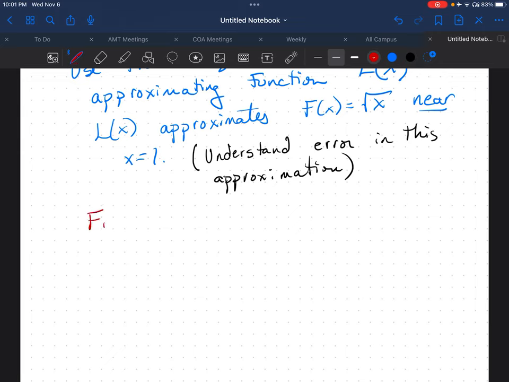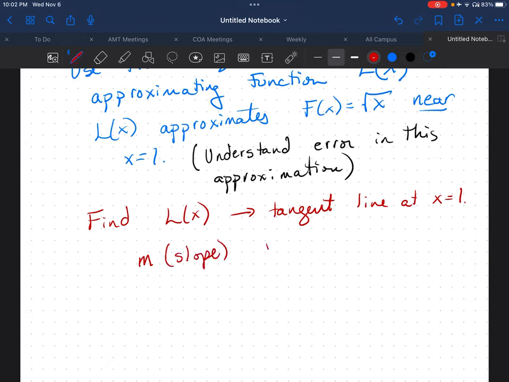So let's try to find L of x, which is just the tangent line at x equal to 1. To find any line, I need a slope and a point. Like all this graphing work we've done, to get a point, I have x equal to 1. To find the y value, I'll just plug it into the original function. This is the square root of 1, which is also 1. So my point is (1, 1).